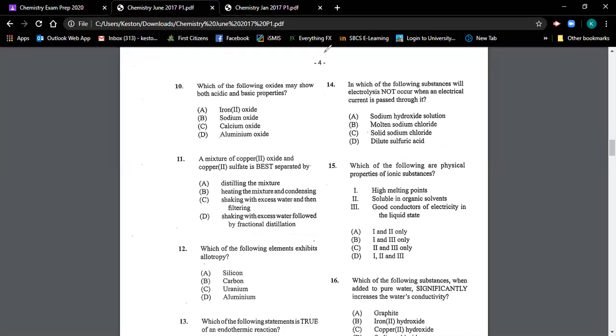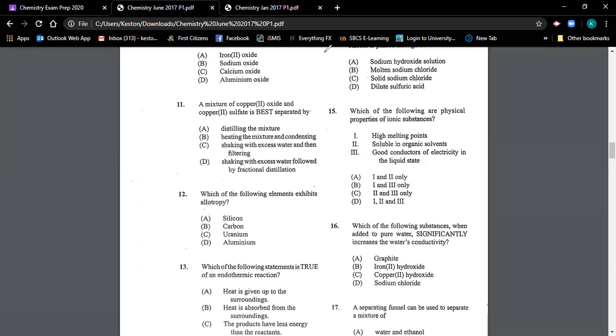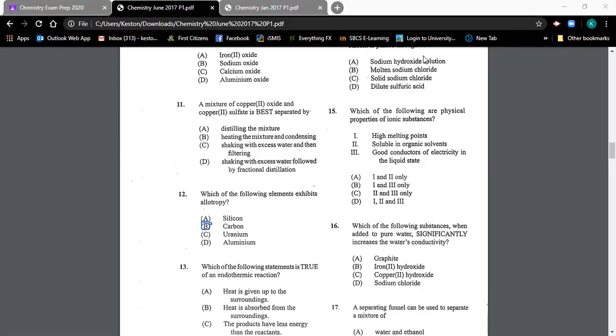12. Which of the following elements exhibit allotropy? Good. Right. And what's the example? Give me an example. Carbon. What are the allotropes of carbon? Two of them. Right. Graphite and diamond. Very good. Excellent. Good job. So B for number 12, right?